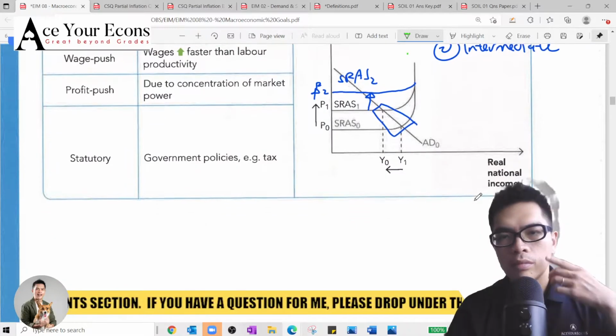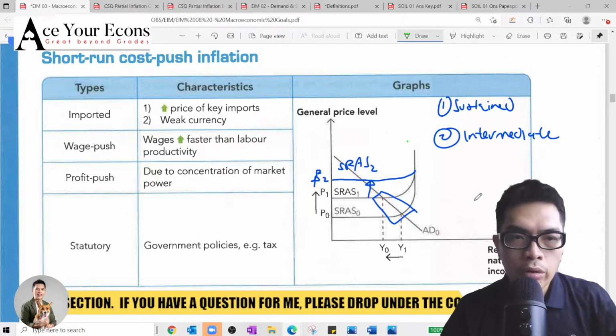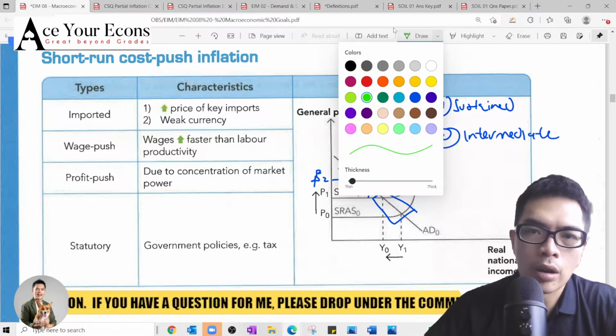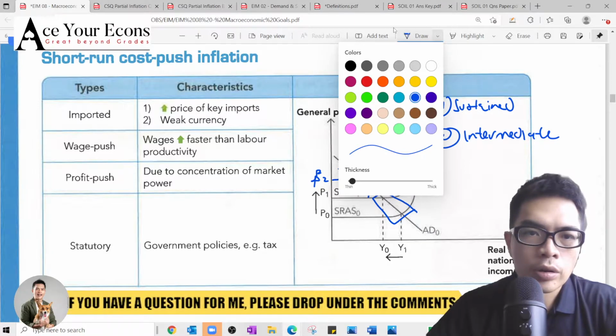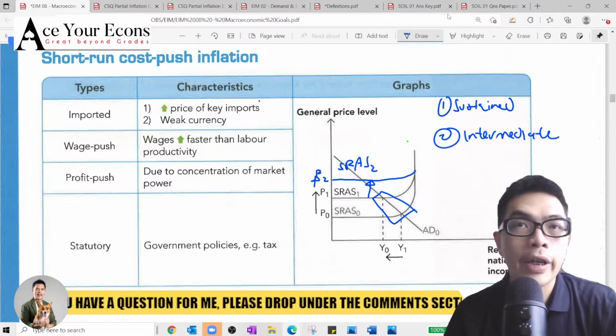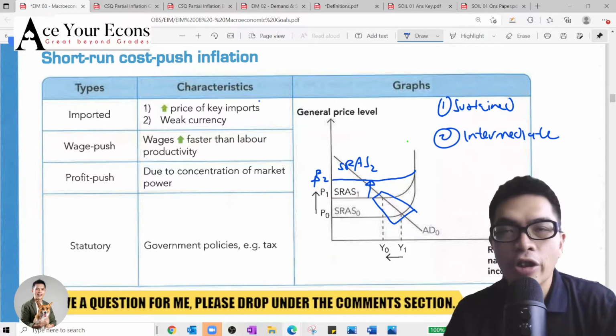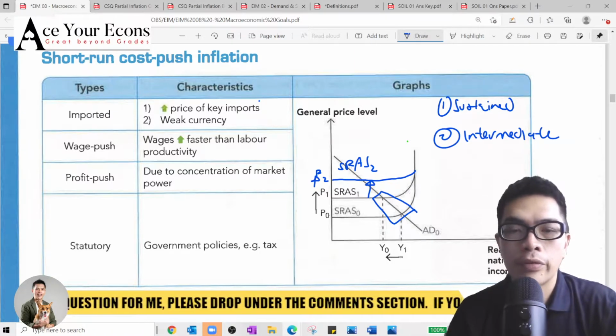So I'm just going to quickly cover these two types of cost push inflation. Oh yes, very important: short run and long run cost push inflation.